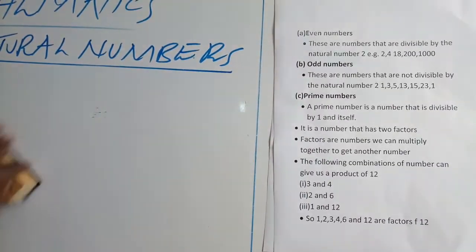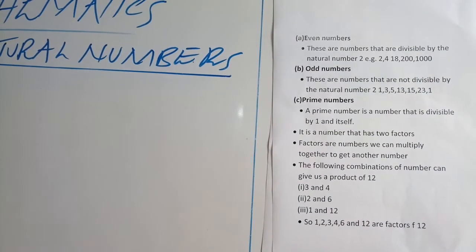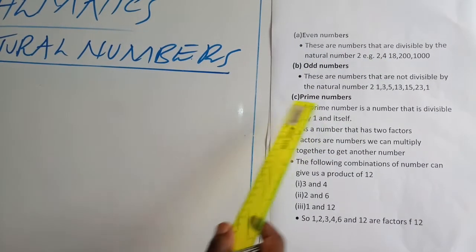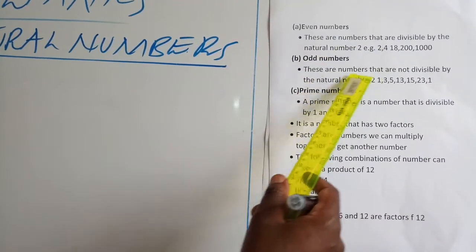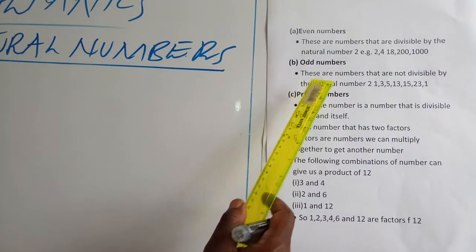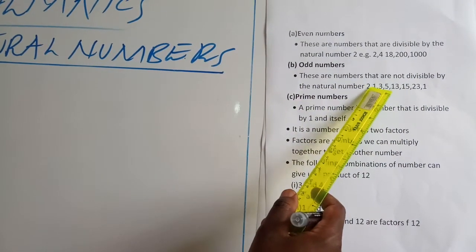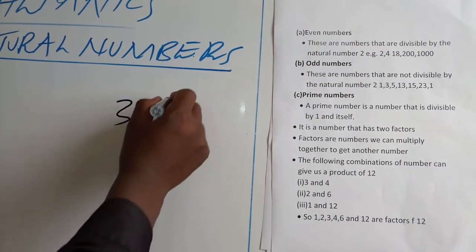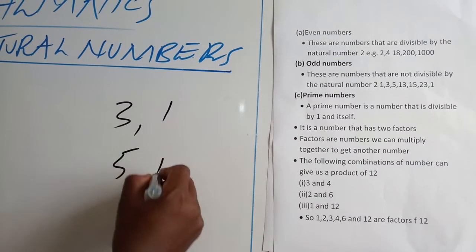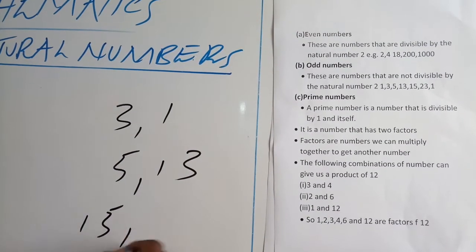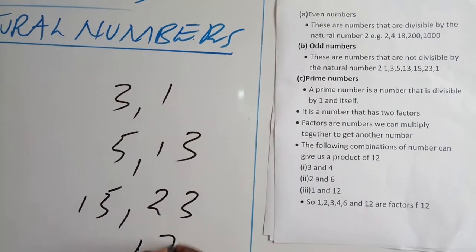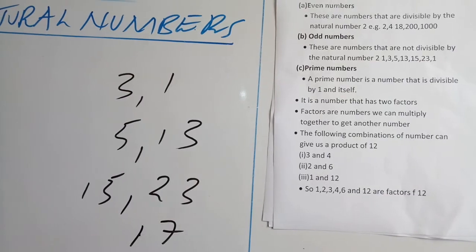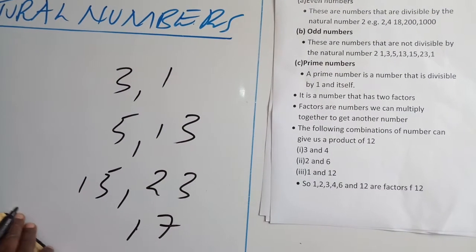Now we go to a second classification of natural numbers. What do you call them? Odd numbers. So what are odd numbers? These are numbers that are not divisible by the natural number 2. Examples include 3, 1, 5, 13, 15, 23, 17, and you can list other numbers which fall under this classification.